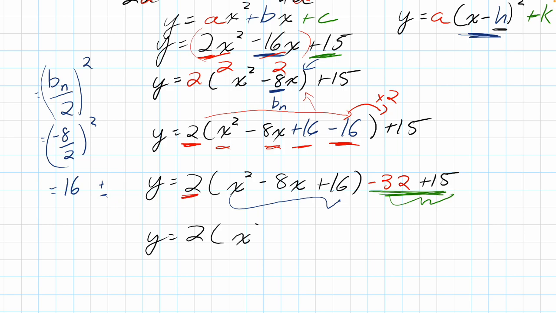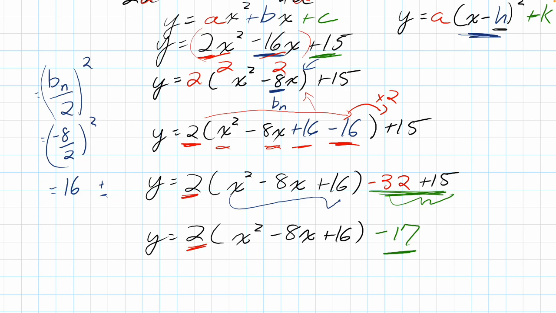We're going to keep this as a trinomial, and yes, we have to factor, but we're going to simplify this piece here. Negative 32 plus 15 is negative 17, I think. I think that's right. Negative 17. There's our k value. So we now have a k and an a. We're almost all the way to our vertex.